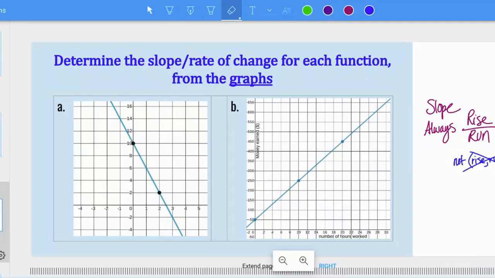All right, this video is going to explain how to find the slope or rate of change from a graph. And I have two examples here. If we take a look at these two examples, you will notice that the first one has a decreasing line or a negative slope, and the second one has an increasing line with a positive slope. So let's take a look at these two examples.